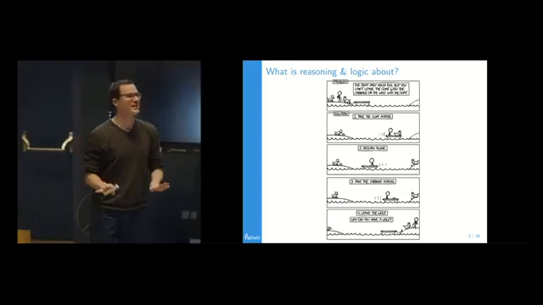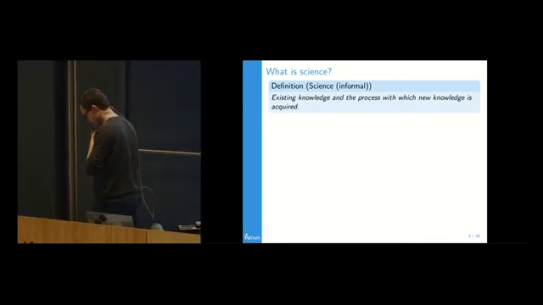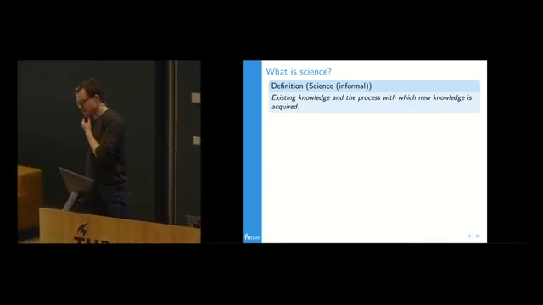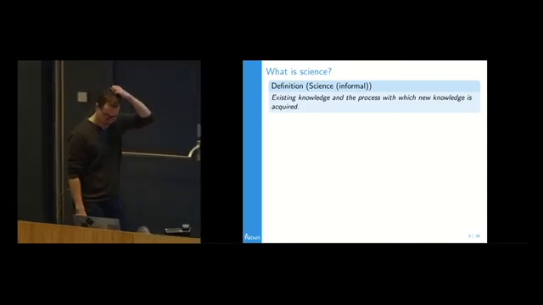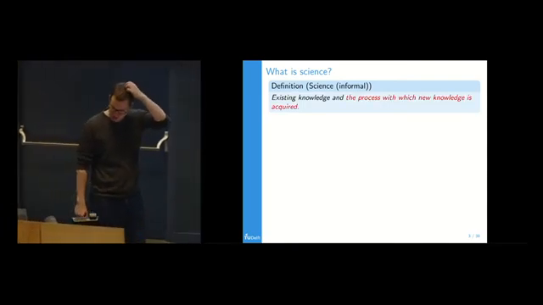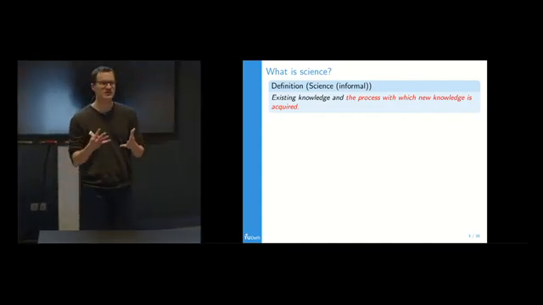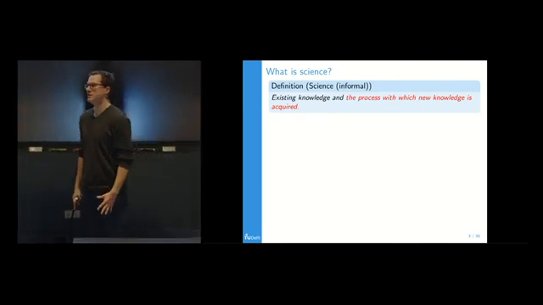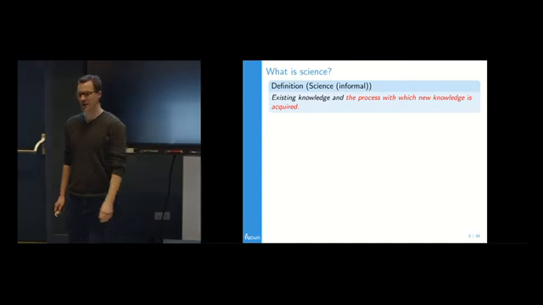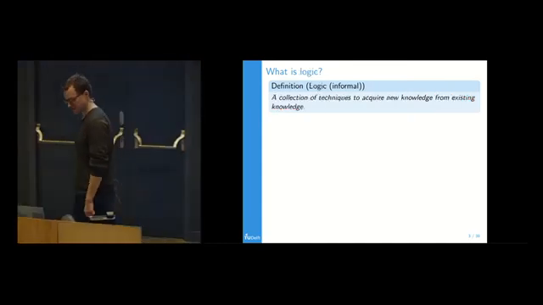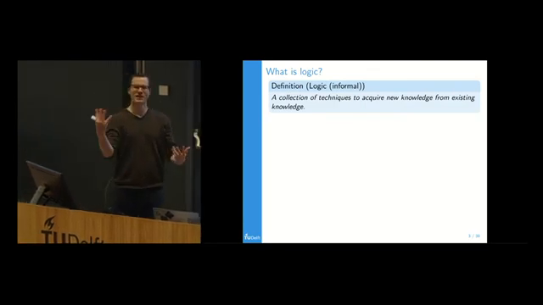Now, for today, I would say that science is the existing knowledge that we have and the process with which we can acquire new knowledge. Okay, and this second part, the process with which we acquire new knowledge, I would say that's what logic is all about. Because, for the purposes of today, I would define logic as a collection of techniques that allows us to acquire new knowledge from existing knowledge.